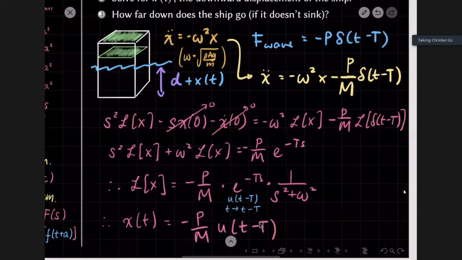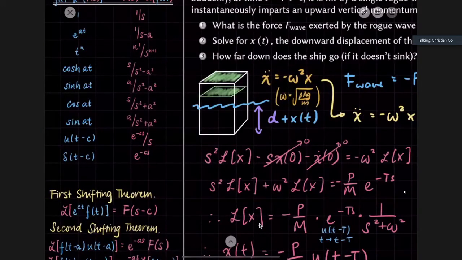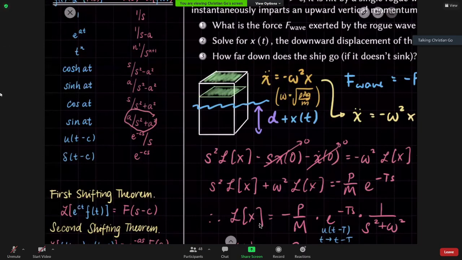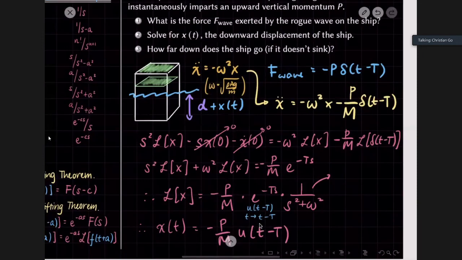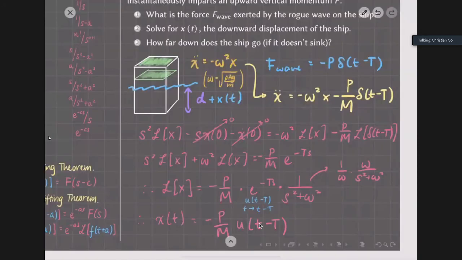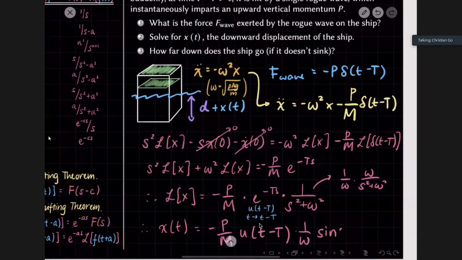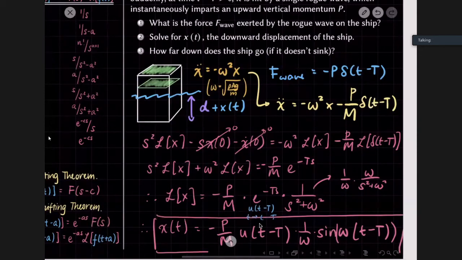Does that look like anything? It looks sort of like a sine, but I need an omega in the numerator as well. So I'm going to have to rewrite this as 1 over omega times omega over s squared plus omega squared. I have a factor of 1 over omega sine omega t. Normally it's just t, but I said I'm going to replace every instance of t with t minus big T. So this is the motion of my ship.